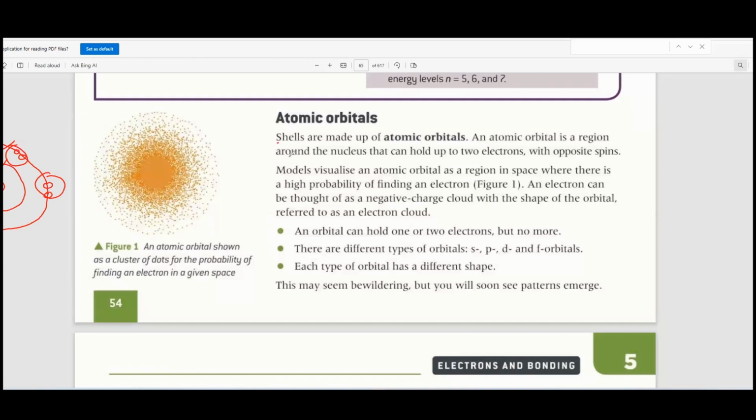An atomic orbital is a region around the nucleus that can hold up to two electrons. Both of these electrons have opposite spin. If this one is rotating like this, the other one is rotating in the other direction. That is what it means.